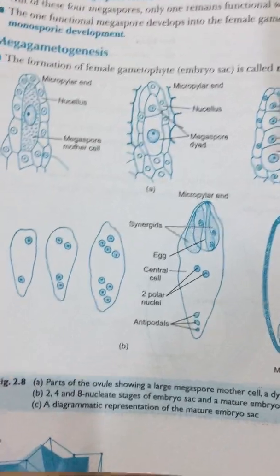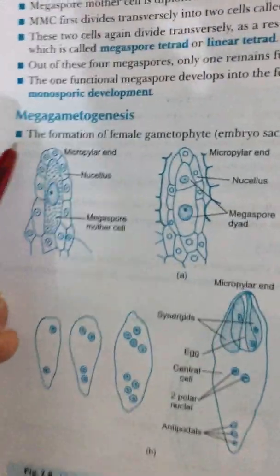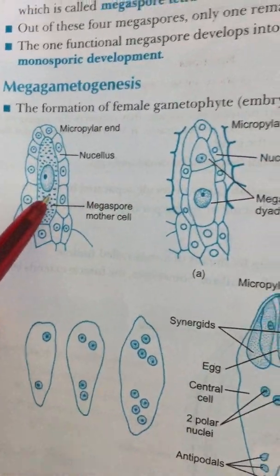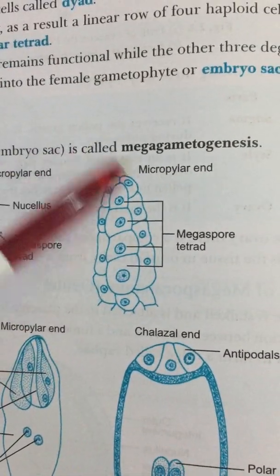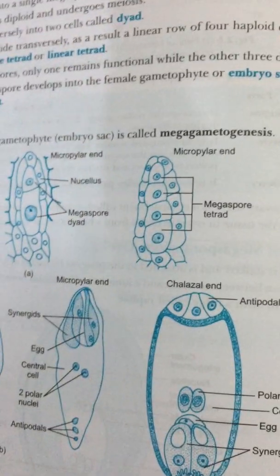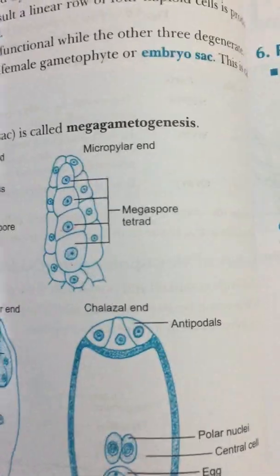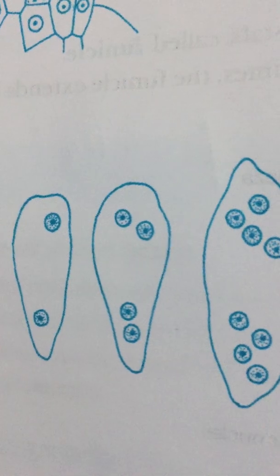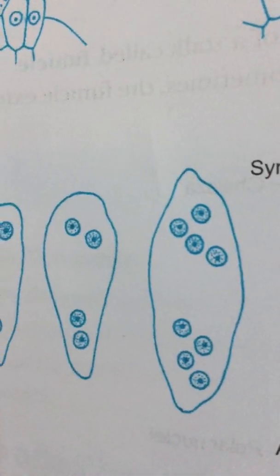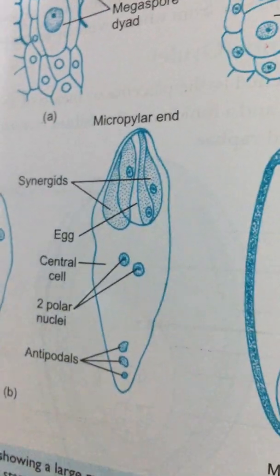A large cell containing dense cytoplasm and a prominent nucleus is there. The megaspore mother cell undergoes meiotic division, and it leads to the formation of megaspores. So 4 megaspores are formed, but out of these 4, only one is functional. The other 3 degenerate and provide nourishment. The one which acts as the functional megaspore further undergoes several mitotic divisions. The nucleus divides by several mitotic divisions and gives rise to monosporic development, and it leads to the formation of a 7-celled 8-nucleate embryo sac.